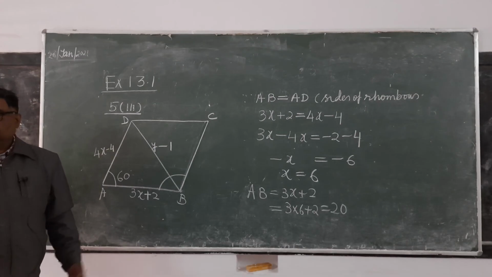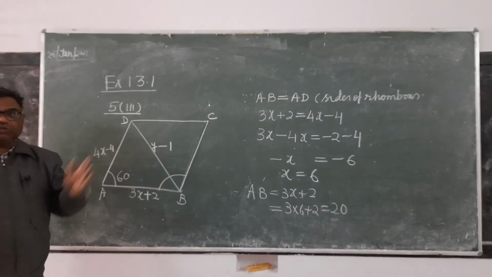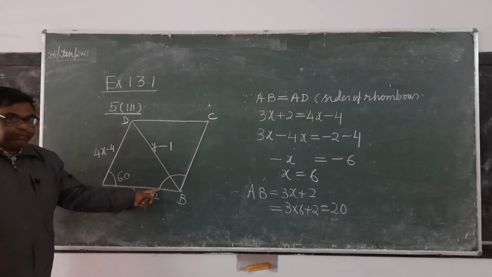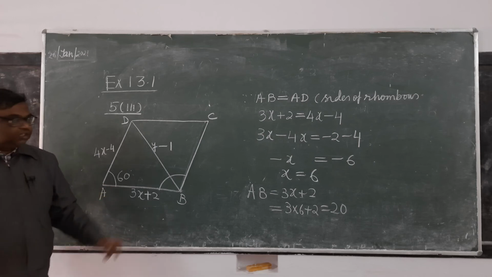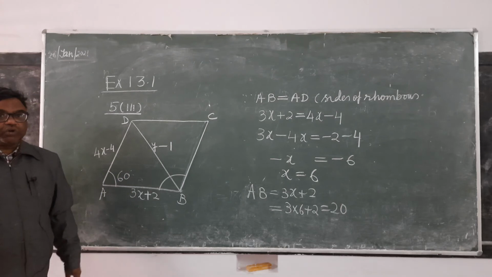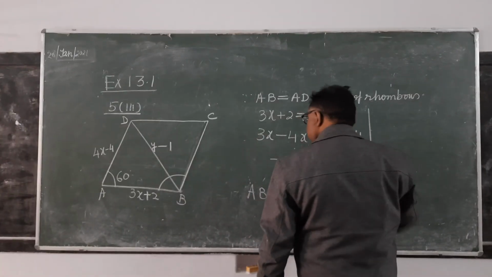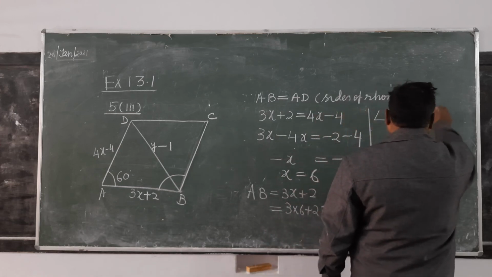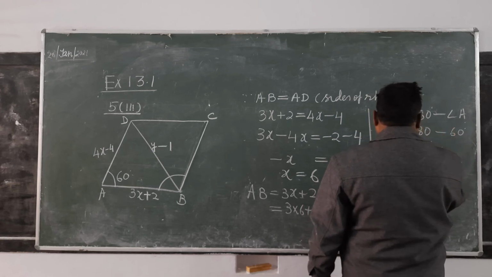60? 120? Why? The sum of these two will be 180. In the previous three questions, this is what was explained. This is 60, so this will be 180 minus 60, because they are conjugate angles. It's clear? So this will be 120. Angle B will be equal to 180 minus angle A, that is 180 minus 60, that is 120 degrees.